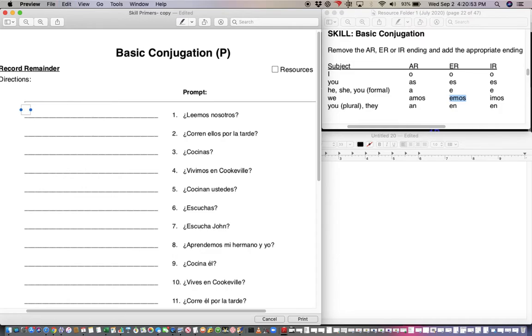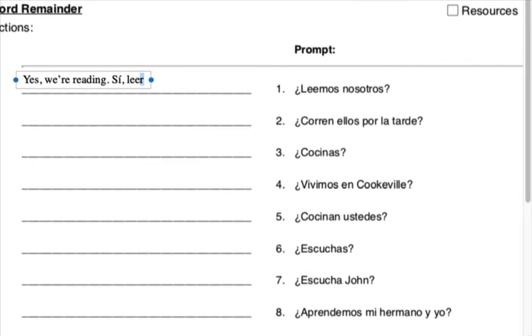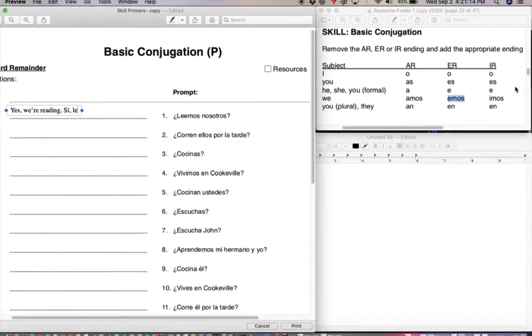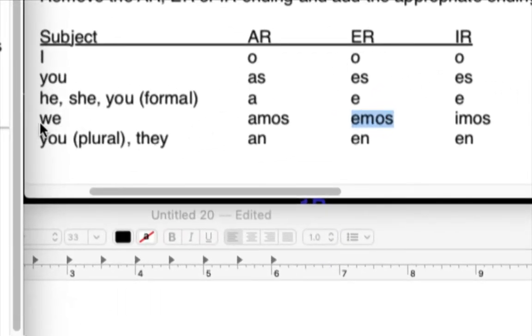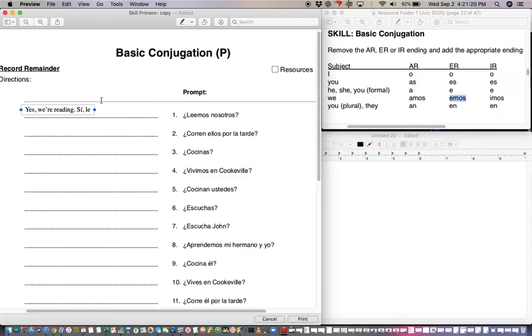So I want to say, yes, we're reading. So, sí, yes. Leer is to read. Take off the ER. What is the ending for we? I want to say, yes, we are reading. So, yes, sí, leer, take off the ER. What is the ending for an ER verb for we? It's over here, ER, we, right there, emos. So, we're going to add emos. Oops.